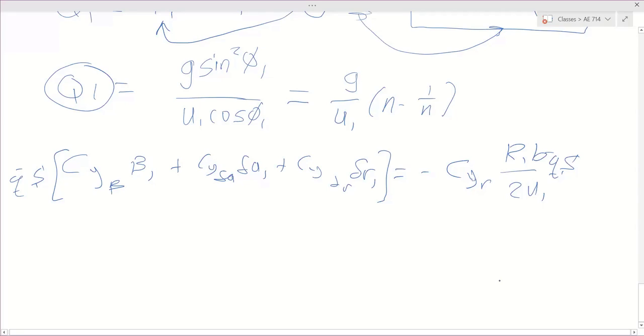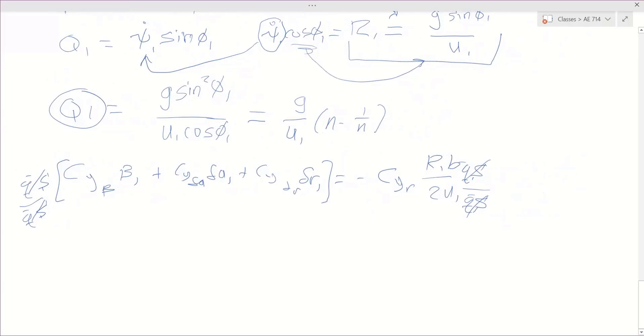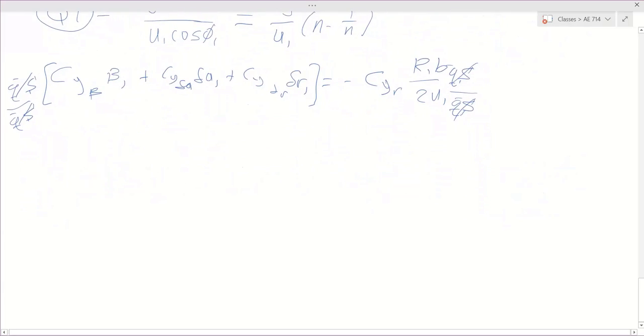Okay, so back to here. This is the side force equation. And then the rolling moment equation. Oh, by the way, we'll divide both sides by Q bar S. Cancel that out. And then the rolling moment equation.